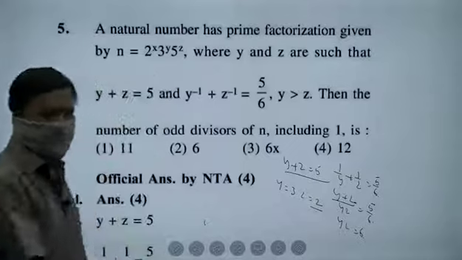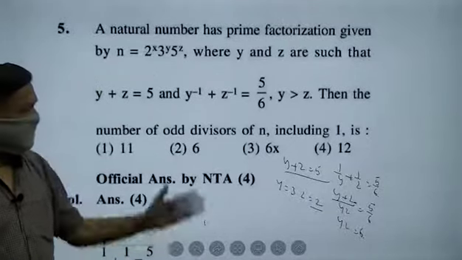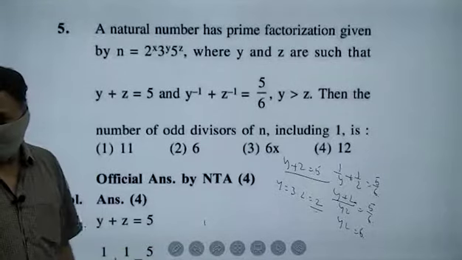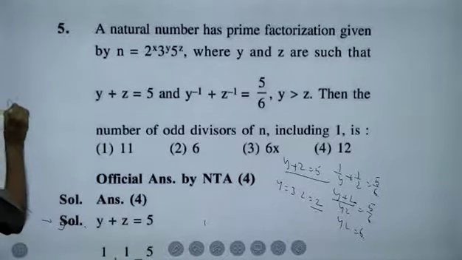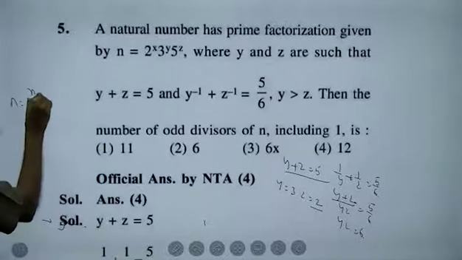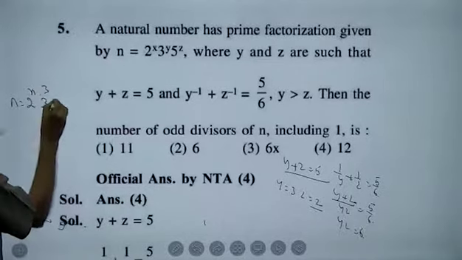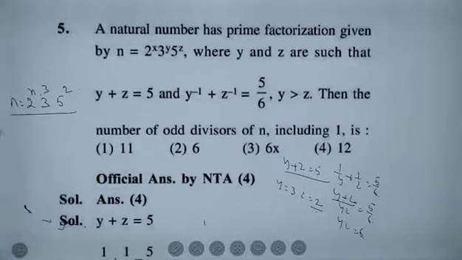That's it. Correct? Solve the two equations. y greater than z means sum is 5, product is 6 means 3 and 2. So your n will be of what form? n will be 2 power x, 3 cube, 5 square. Right. Now, number of odd divisors of n.